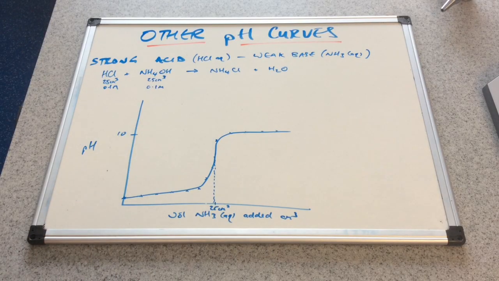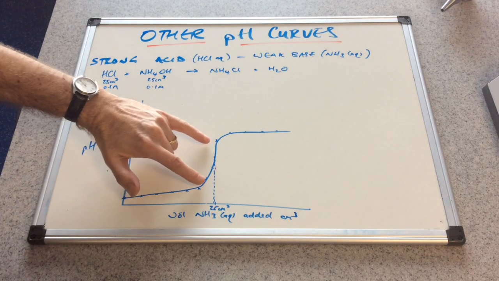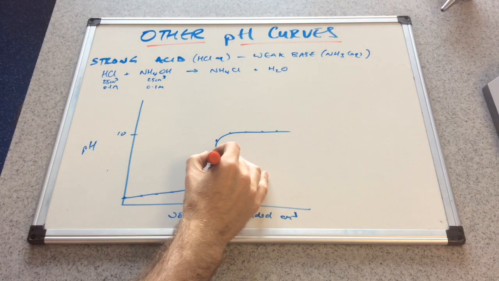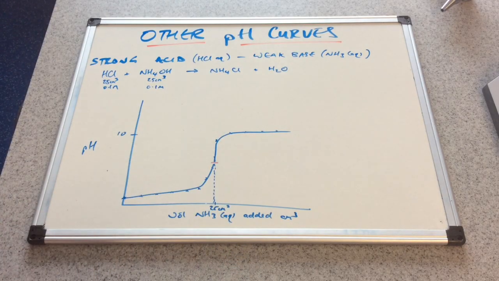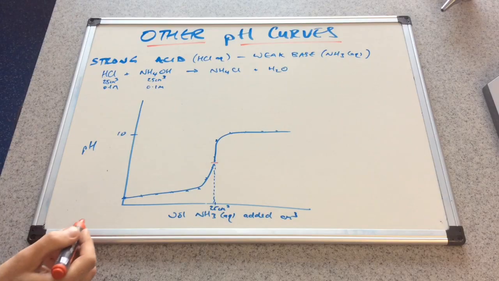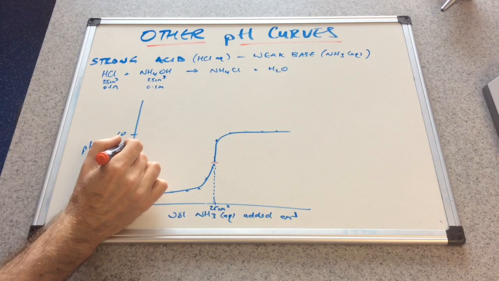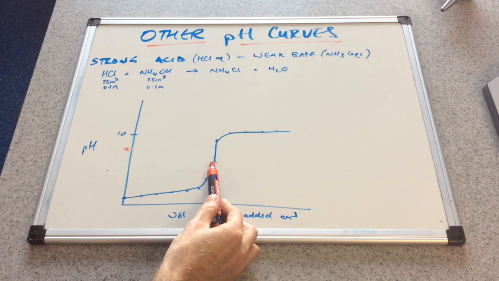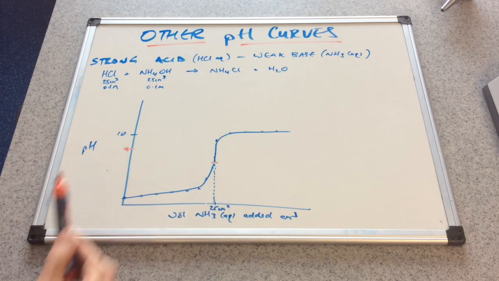I just want to pick up on something with regards to the pH at equivalence. Remember the equivalence point is halfway up here. So we've got an equivalence point around there. If I say pH 7 is, let's say, here, you can see that the pH at equivalence is slightly below 7.